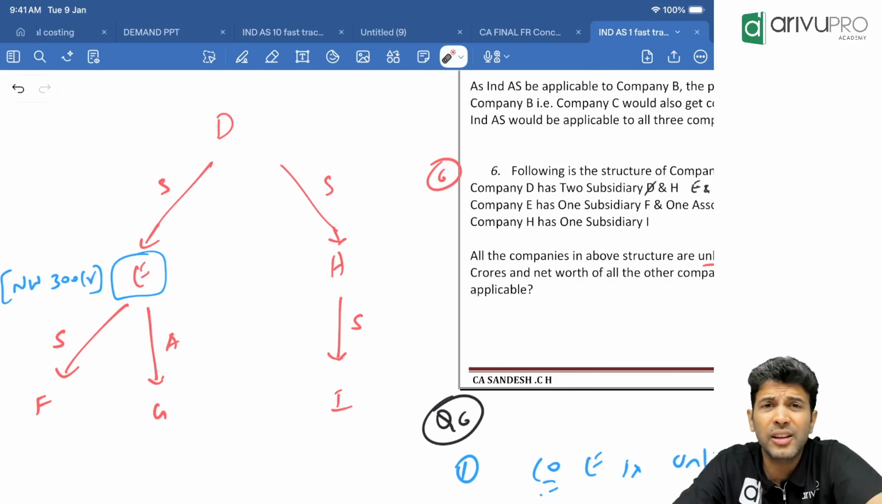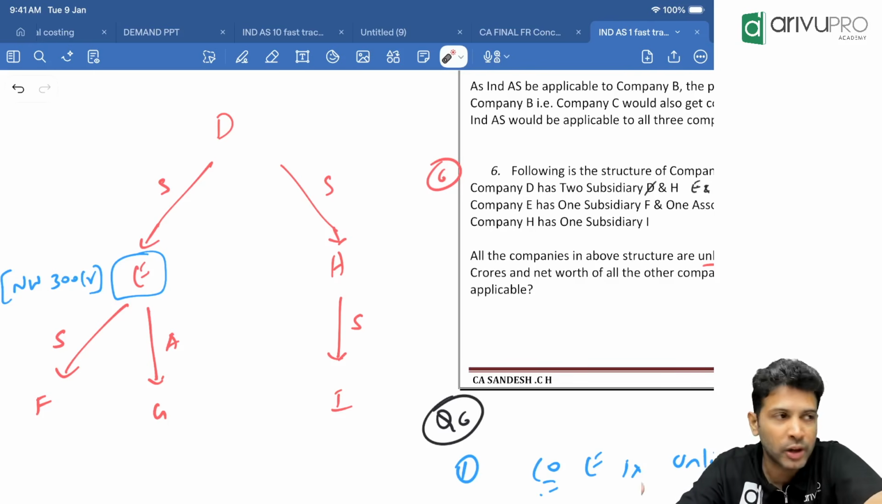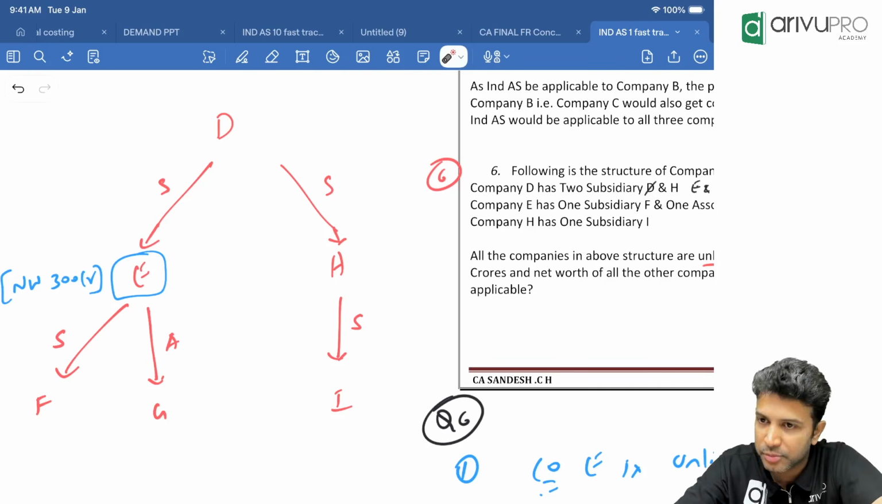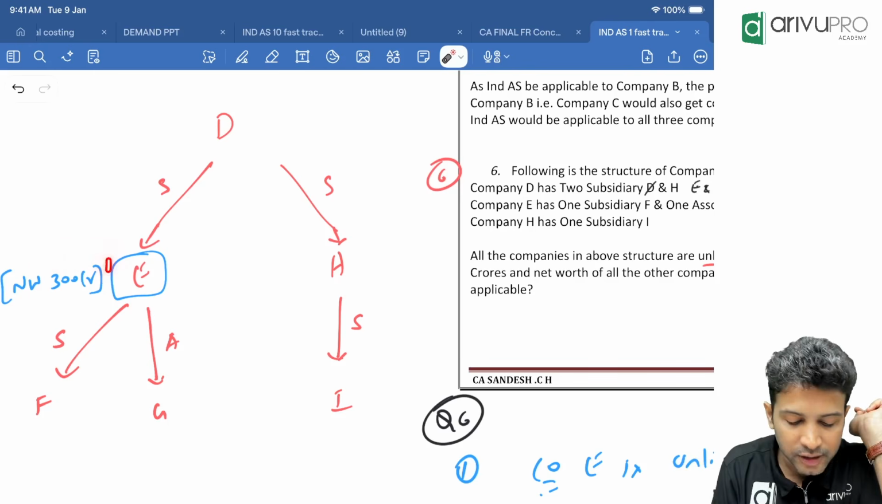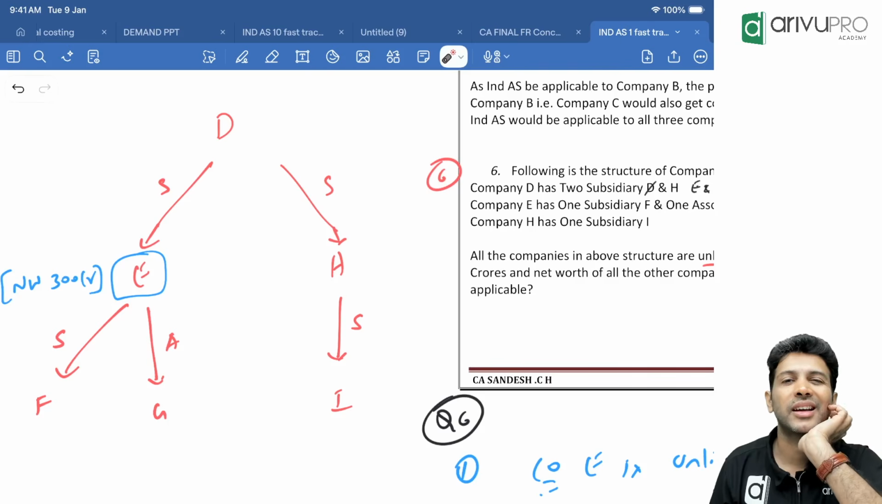That means ideally all other companies should apply AS, because they are not listed and their net worth is below 250 crore. So ideally you need to apply AS. But hang on. Ind AS is a family affair. E's net worth is how much? 300 crore. That means E will come under which category ideally?